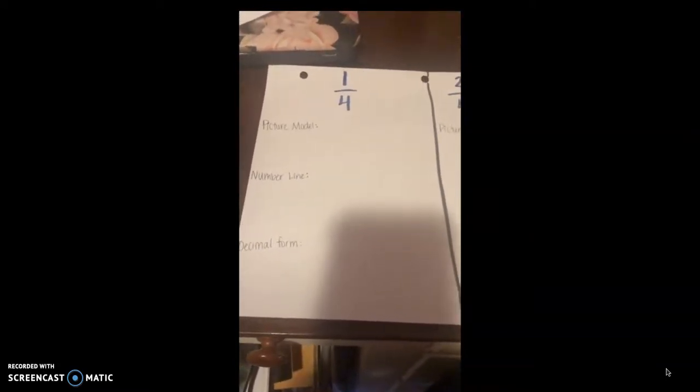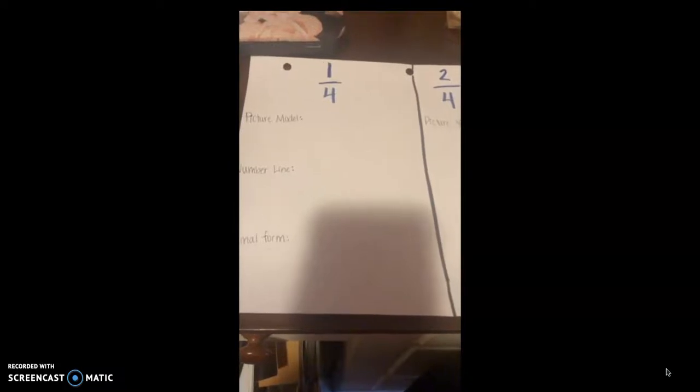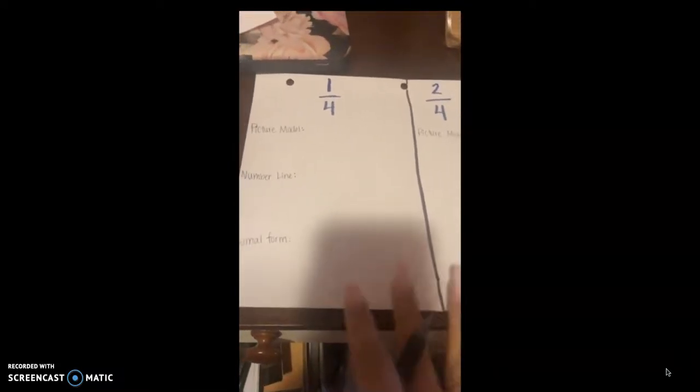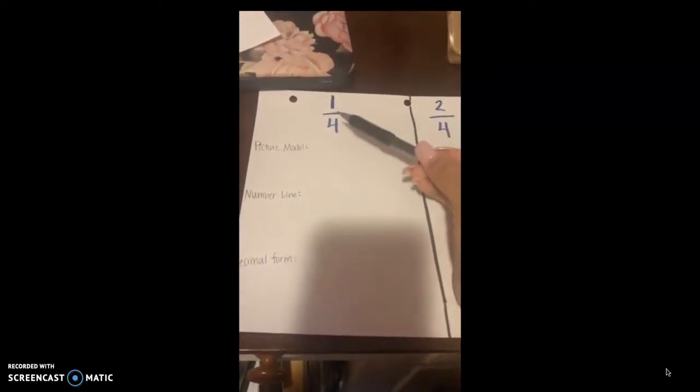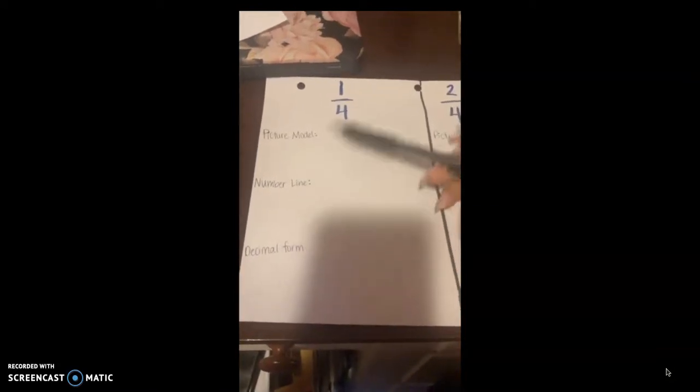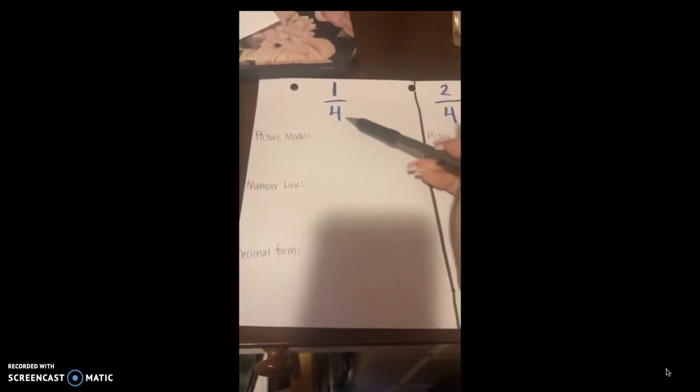So before I go into the graph, the coordinate grid, I wanted to first do a video with the fractions that they used and showing you what this fraction looks like in a picture model, in the number line, and the decimal form of the fraction.